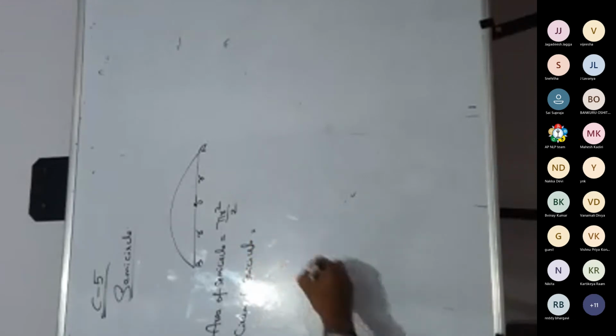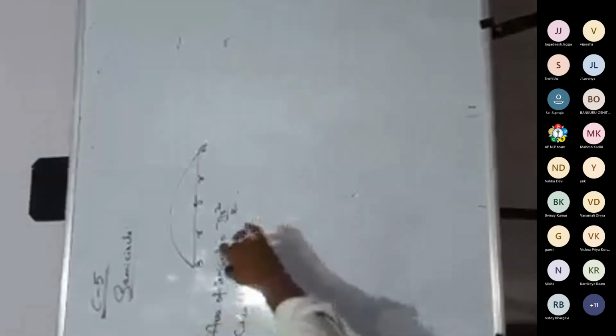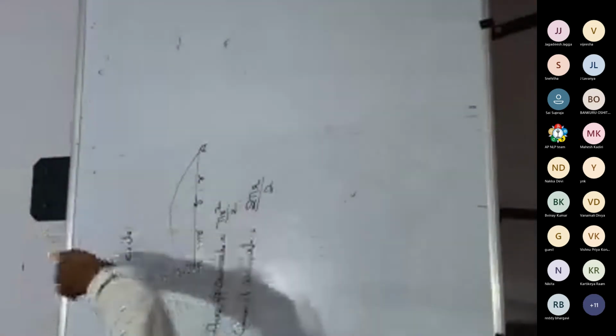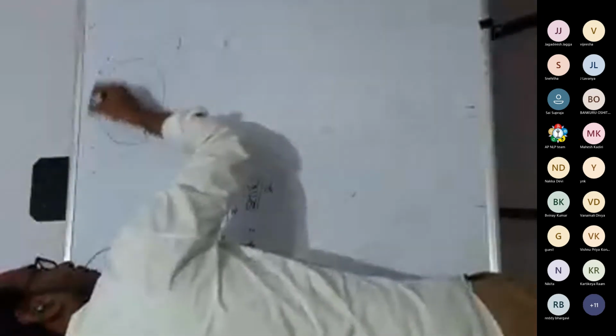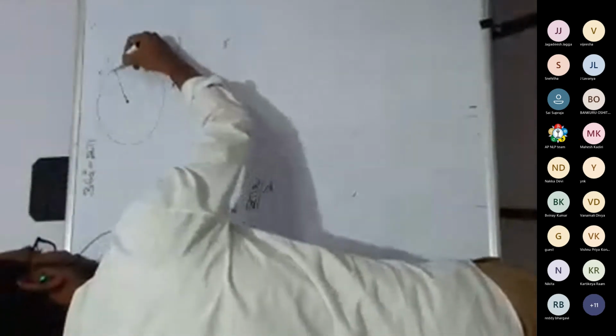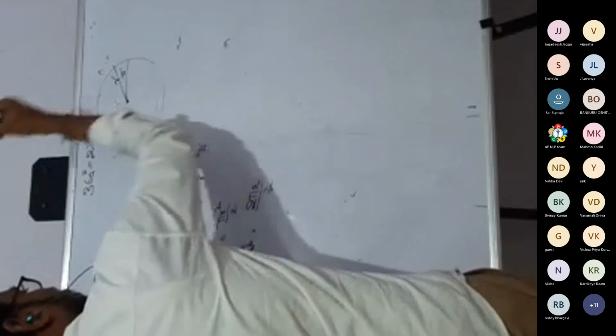Then the circumference of the semicircle. So what is the total circle circumference? 2 pi r. But for the semicircle we have to divide by 2, because the total circle circumference is 2 pi r. A complete circle is a 360 degrees angle, which is 2 pi, because pi is 180. From a point on the circle to the center we have radius r, and the circumference of the circle is 2 pi r. Semicircle means half of the circle.